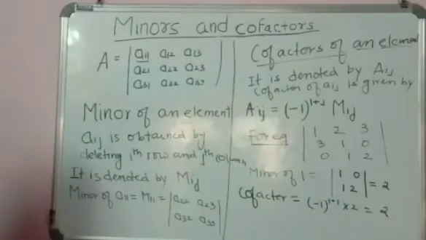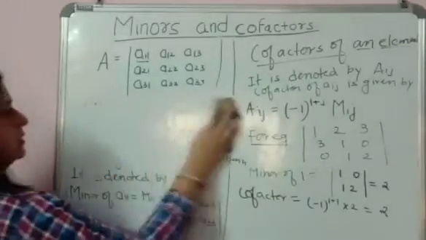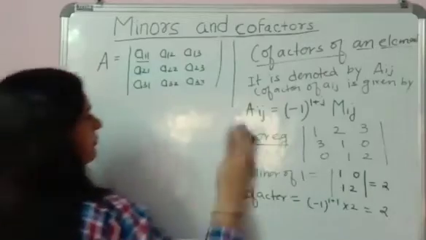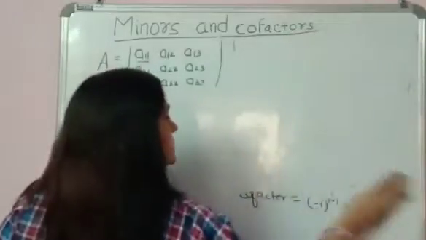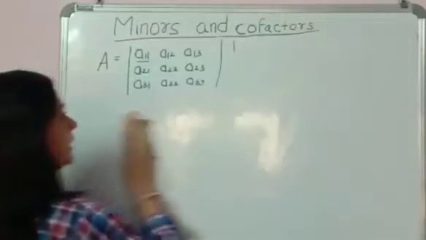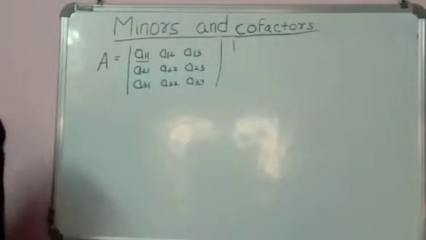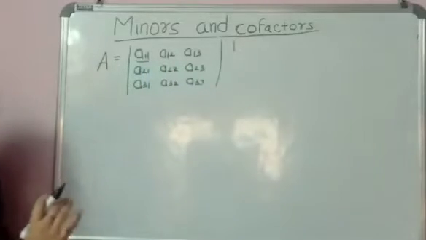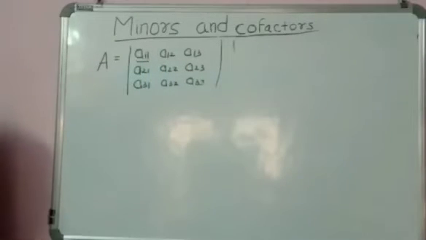So note it down. Now come to the theorem of this topic. You have seen in determinants that if you multiply the elements of any row with their cofactors, then you will get the value of the determinant. This you have already seen.